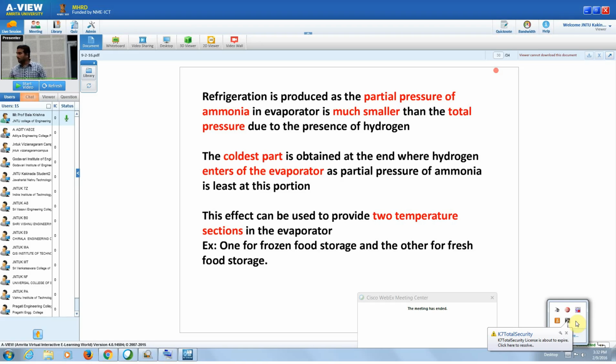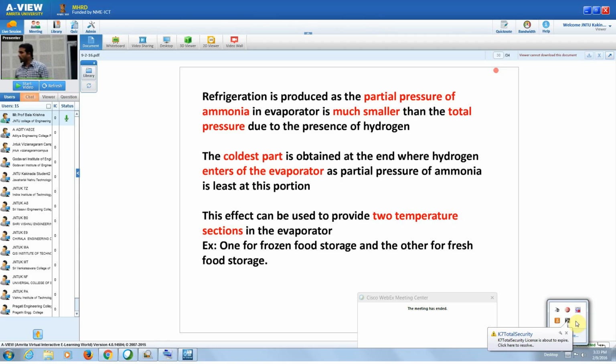And see here, I already mentioned that through the entire evaporator the temperature won't be uniform. There will be some low temperature regions and some considerable variation in temperature in other regions. The coldest part is obtained at the end where hydrogen enters into the evaporator. At the point where hydrogen enters the evaporator, you'll have the minimum temperature, as the partial pressure of ammonia is least at that position, because at that location the concentration of hydrogen will be more. Comparatively, the concentration of ammonia will be minimum, therefore the partial pressure will be minimum and the temperature also will be minimum at that particular location.